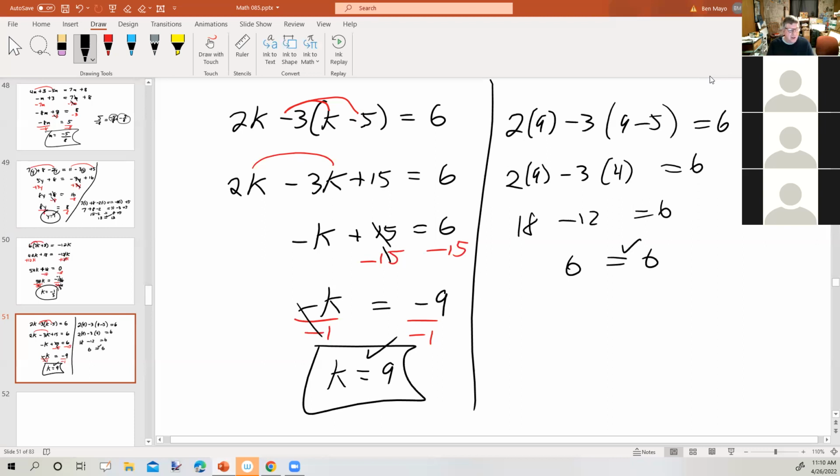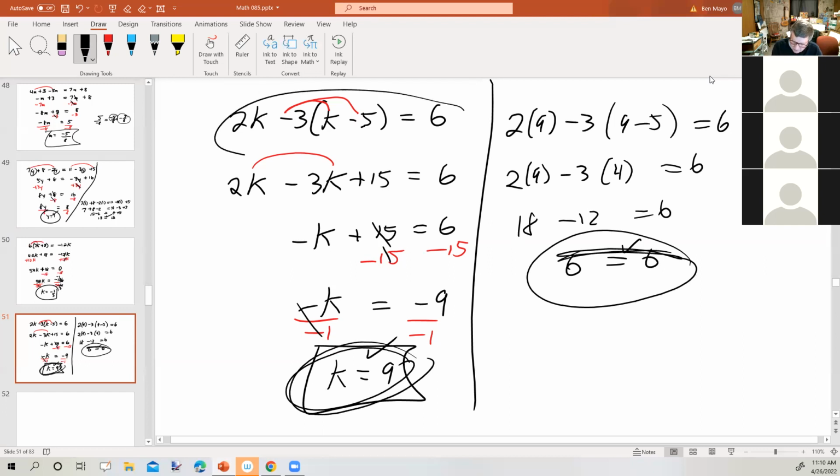solution checks. Be careful. A mistake people will make sometimes is they'll check the results and then they'll say, oh, the answer is 6. No, the answer is 9. But when we get 6 equals 6, that shows that this makes this equation true. So it is a solution.